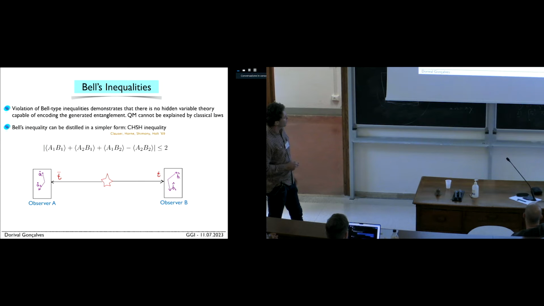So Bell's inequality is a more restrictive condition in the spin density matrix that can be distilled in the form of the CHSH inequality. And in the case of the top, basically you have the top decay here, and you define these two directions on each side to extract this inequality.